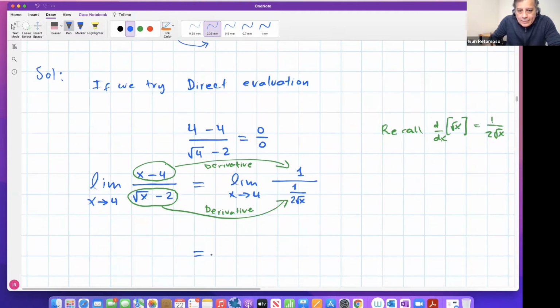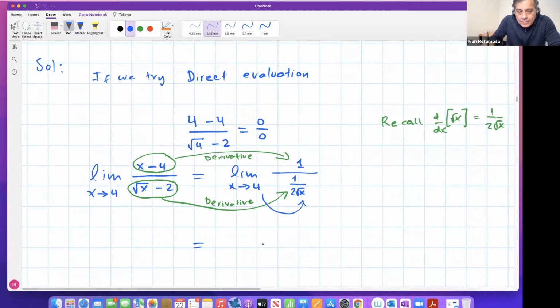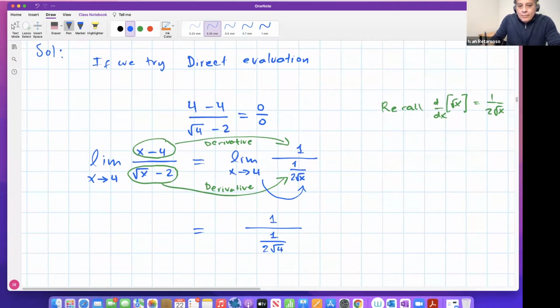Now try again the direct evaluation. And L'Hopital's rule promises that this time it will work without any trouble. You will see. I'm going to substitute now x with 4. The square root of 4 is 2. 2 times 2 is 4. So 1 over 4.